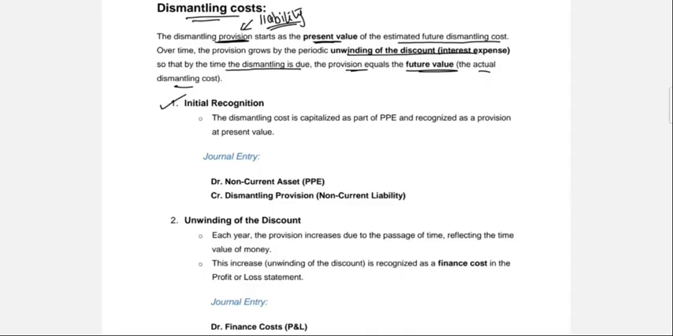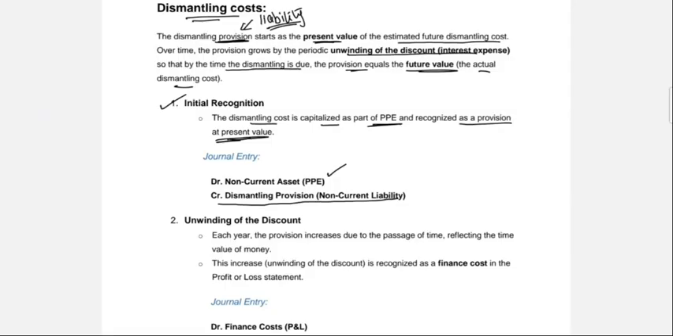So you come to know that you have a provision related to dismantling, removal, and restoration of the site. So you know that you have to recognize a provision. What will happen in the initial recognition is that the dismantling cost is capitalized as part of property, plant, and equipment and a provision is recognized at present value. And I will tell you how to calculate the present value. The journal entry would be debit non-current asset because you will capitalize that cost, and correspondingly, you will recognize a dismantling provision, a non-current liability.